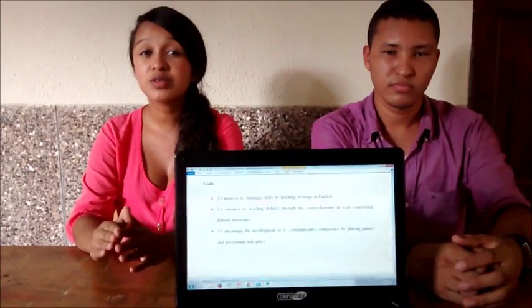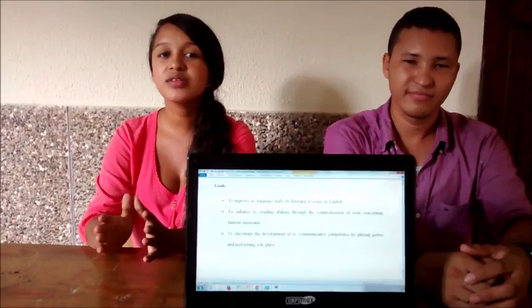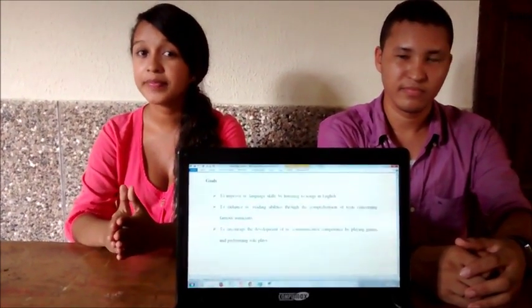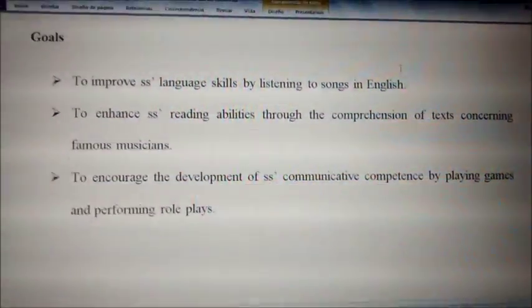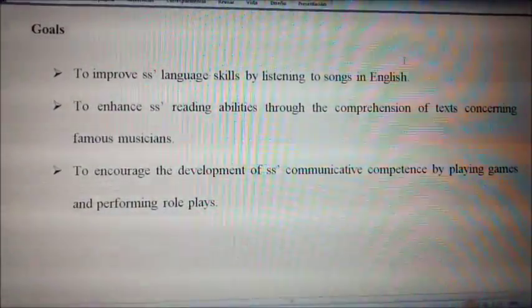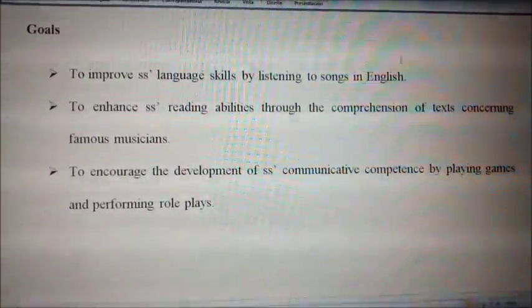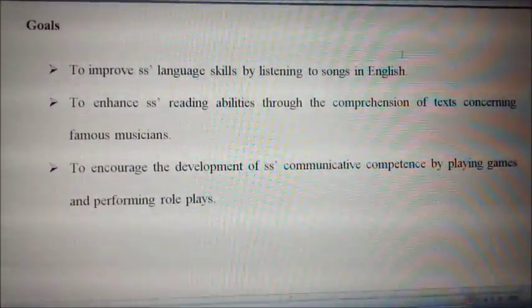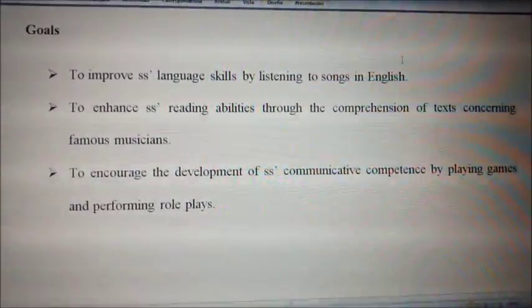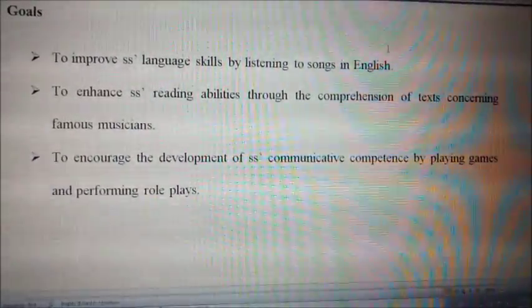After conducting this needs analysis, we designed our own course syllabus for students of music undergraduate program. The goals for this course are the following. First, to improve language skill by listening to songs in English. Also, to enhance students' reading abilities through the comprehension of texts concerning famous musicians, and to encourage the development of students' communicative competence by playing games and performing role plays.